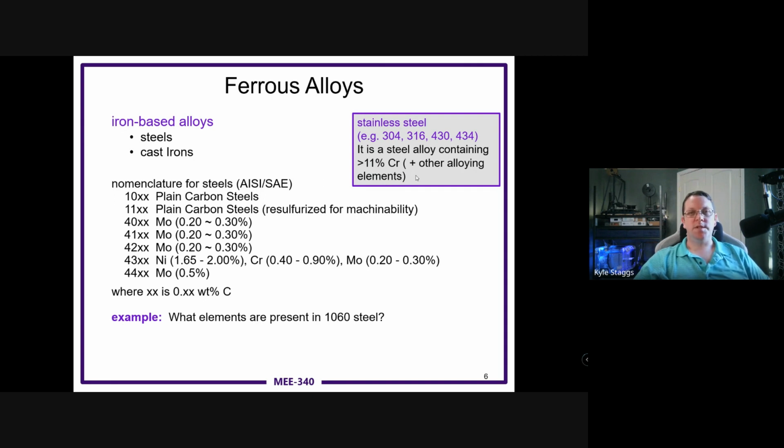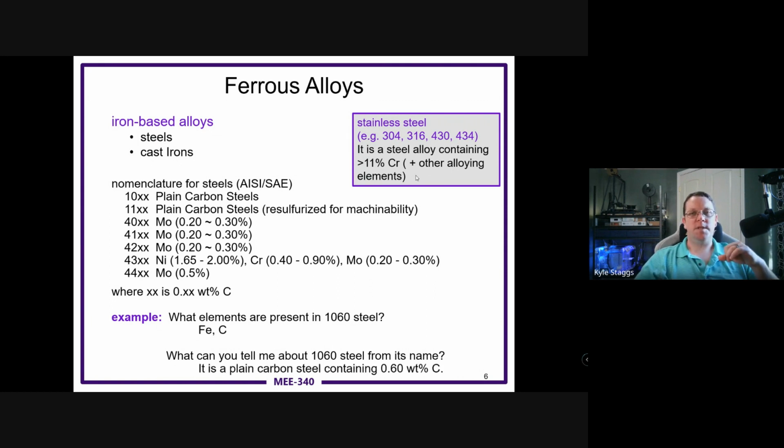So for instance, something like a 1060 steel is going to be a plain carbon series with 0.6, and it's going to be mostly iron with just a little bit of cementite in there. And that's how we know some of these things.